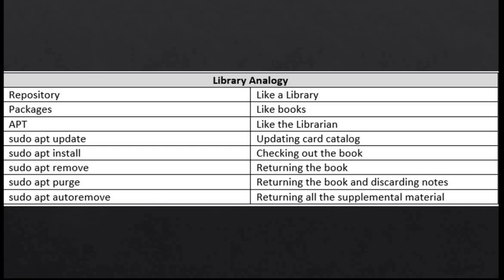Sudo apt purge is like not only returning the book, but also throwing away the plastic sack that they sent it home with you in, and additionally throwing away any notes that you took while reading the book. And then sudo apt autoremove is like returning the extra resources or dependencies that you were offered, the supplemental material. Now that the main book is gone, you don't really need these either. I hope that analogy helps you understand what's going on with apt. Now that we've seen these basic definitions and have an understanding of how this process is working, let's see this on a real Ubuntu machine.